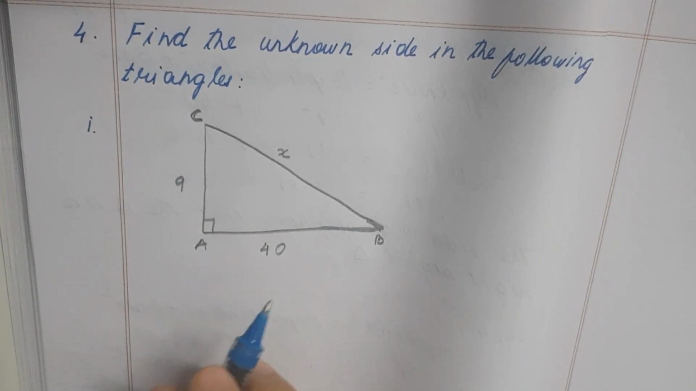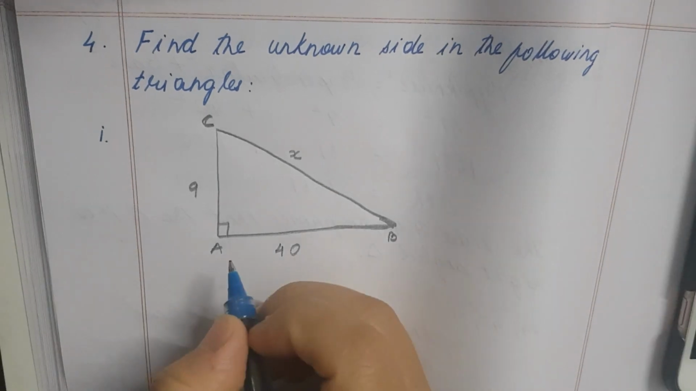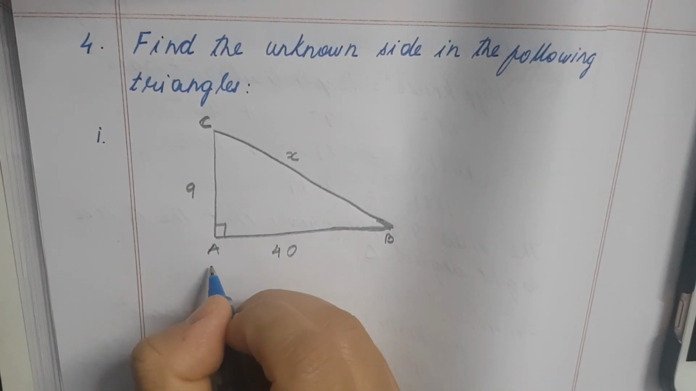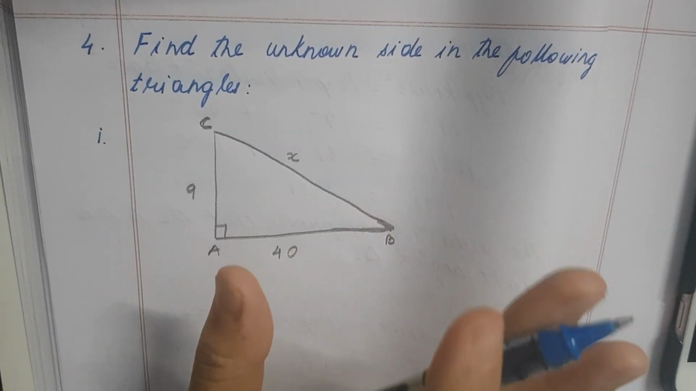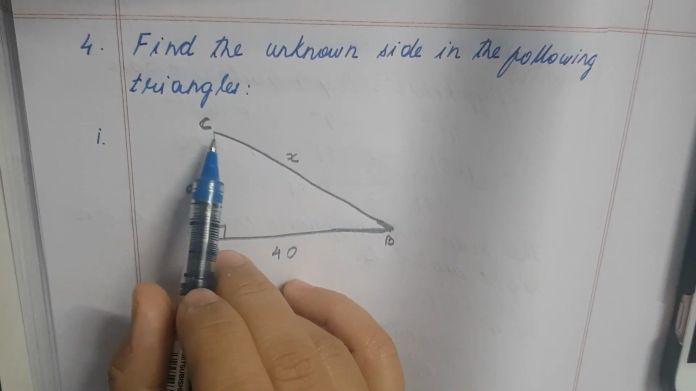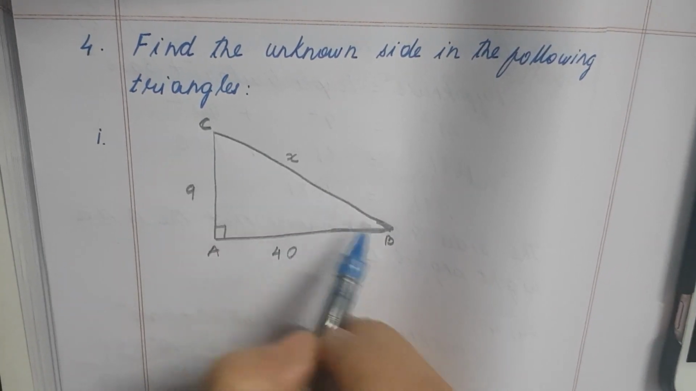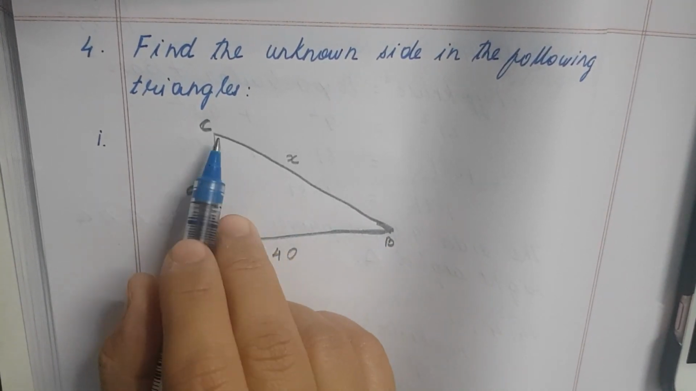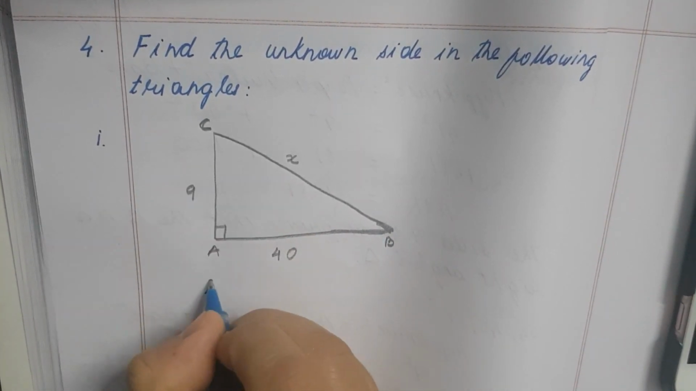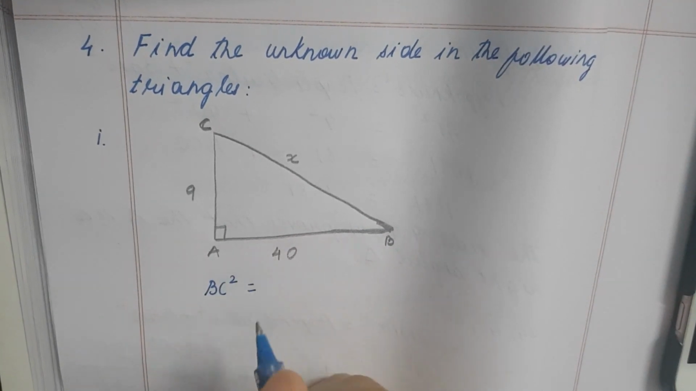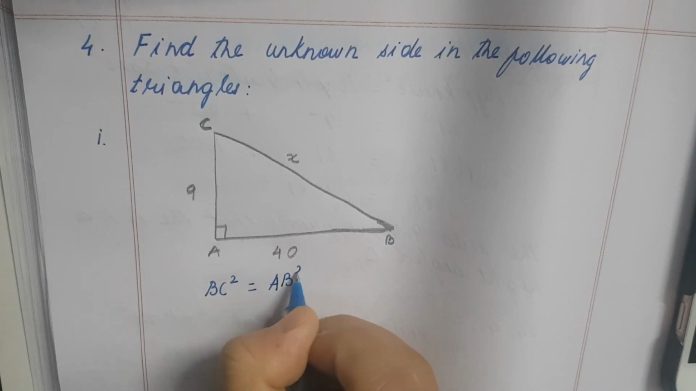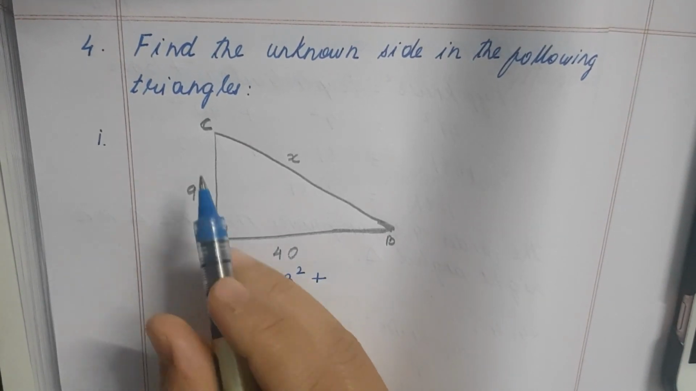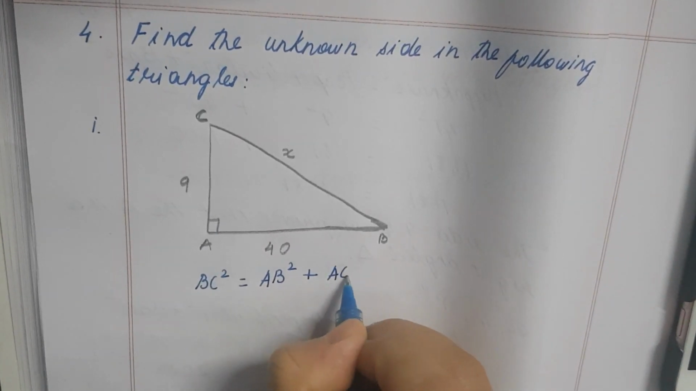Now first we will substitute in the formula. So according to the formula, this is A, this is B and this is C only. Okay, according to the formula also. So how do we put this part in the formula? The hypotenuse, let us take it as BC square. So BC square is equal to base first, so AB square plus AC square. This is the formula.